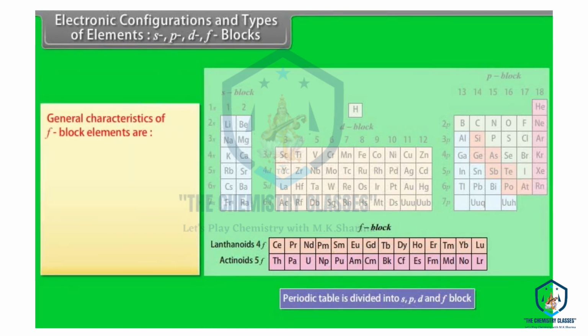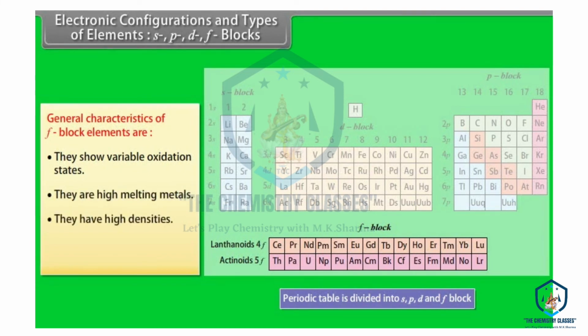General characteristics of F block elements are they show variable oxidation states. They are high melting metals. They have high densities. Most of the elements of the actinide series are radioactive.